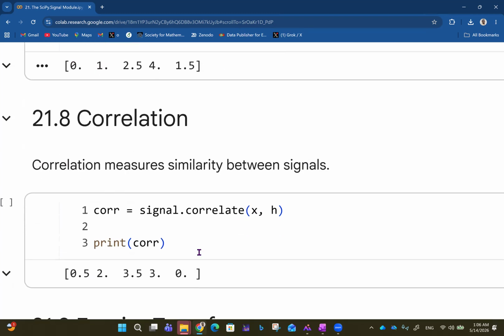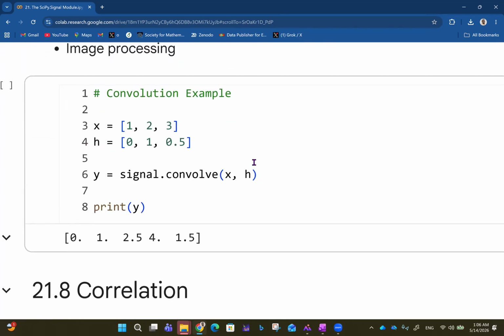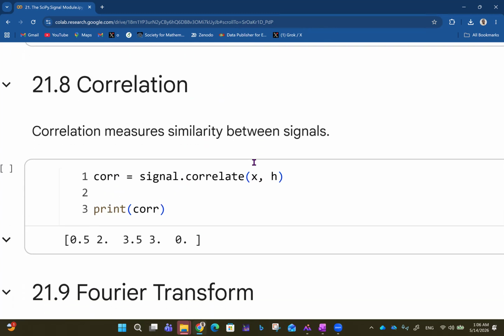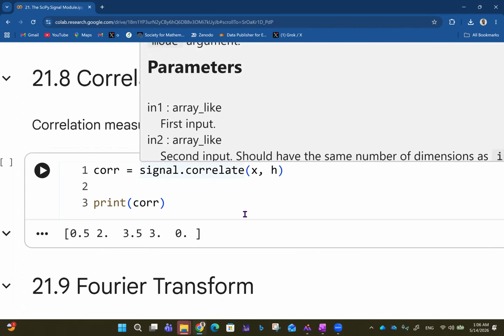So we also have correlation. Correlation measures similarity between signals. So you have the correlation of signals, correlate x comma h. The same two signals, we want to correlate them. If you print the correlation, you then have 0.5, 2, 3.5, 3, and 0. So correlation measures similarity between signals. How similar are these signals?